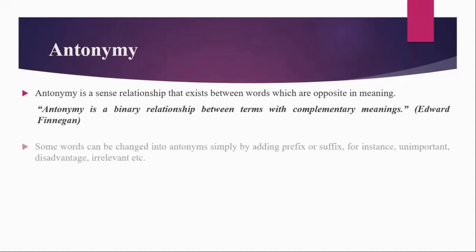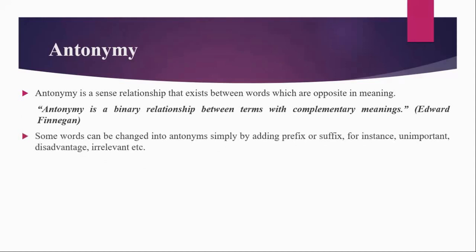According to Edward Finnegan, some words can be changed into antonyms simply by adding a prefix or suffix. For instance, important can be changed into its antonym simply by adding the prefix un, and it becomes opposite in meaning: unimportant. Or adding dis to advantage makes it an antonym of advantage: disadvantage. Then we have irrelevant. So you understand why I mentioned having an understanding of prefixes and suffixes, so that you can form antonyms by adding the appropriate prefix or suffix. If you don't know that un is added to important to make it unimportant, and instead you use ir, that's an incorrect prefix. So you need to have a clear understanding of which prefix is added to which word for making the opposite of that word.